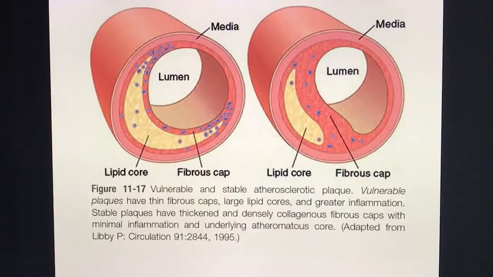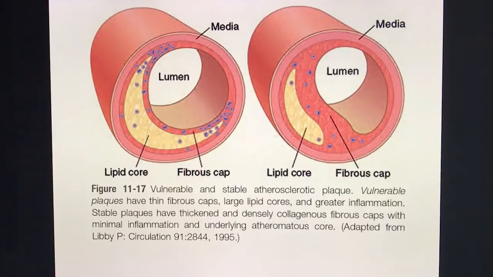Now look at this figure, which is lifted from your Robbins, showing you the lumen of the blood vessel, the lipid core, and the fibrous cap. Now always remember, clinically, signs of angina arise when the lumen of the coronary vessels is occluded at least 75% or more.